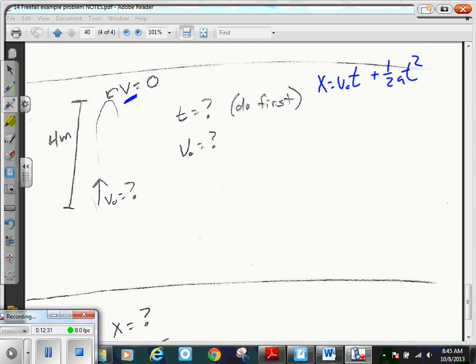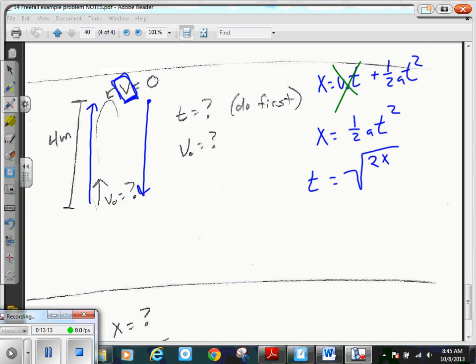The nice thing about this is there's only one v in there, and the v is v sub naught. This v is final, but I can make it initial, right? Because I can do whatever I want with my problems. So instead of saying that I'm going up, I'm going to climb up here and pretend like I'm going down. Which, then conveniently, I get rid of that. So then my formula equals x equals 1/2 at squared, and t then equals the square root of 2x over little g.